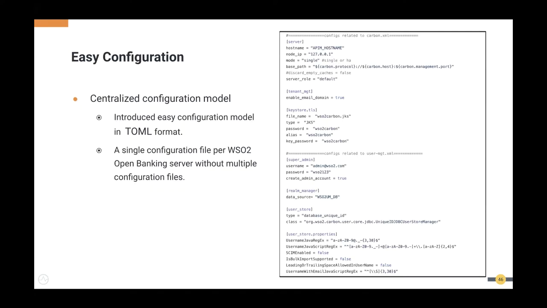And as opposed to the previous releases in Open Banking 2.0, the configuration model also has changed a lot. It's because instead of having multiple configuration files in one Open Banking server, there will be only one configuration file, and it's in TOML format. So the DevOps experience from the bank side is really easy, and it will be only one file to configure per server. At the same time, TOML format is really easy to read. So this will enhance the DevOps experience on deploying the WSO2 open banking solution.